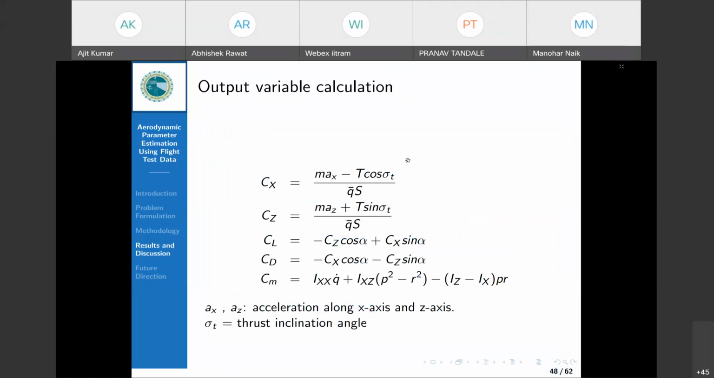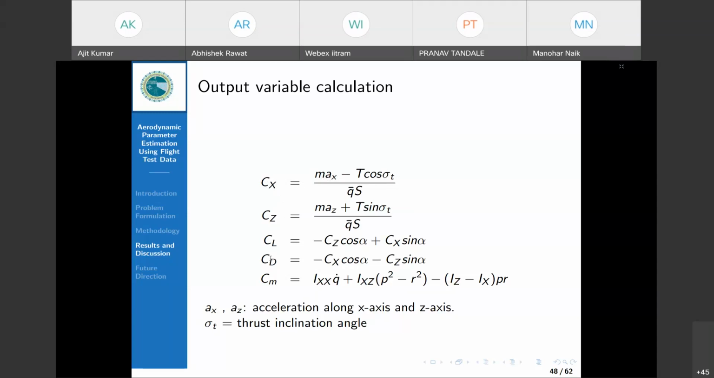Normally, most of the sensors which measure the data are in the body reference frame. So of course we have measurement of acceleration in the x direction. We have the thrust data. We also know the thrust inclination angle sigma t. We know the mass or weight of the aircraft, the dynamic pressure, and the surface area of the aircraft. When we have these physical variables, either from the flight test or from the geometrical detail, we will be able to compute Cx and Cz, which are your force and moment coefficients in the body frame.